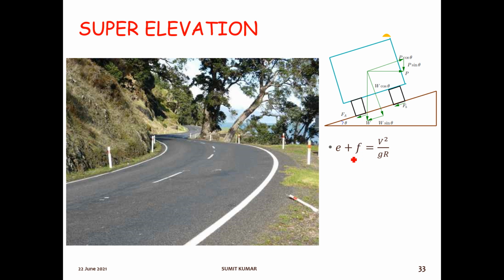F here is the coefficient of lateral friction. Longitudinal friction means friction along the road, which we considered while solving the questions of SSD, stopping sight distance. But while solving super elevation, the important consideration is friction across the road, laterally, and that is known as the coefficient of lateral friction.